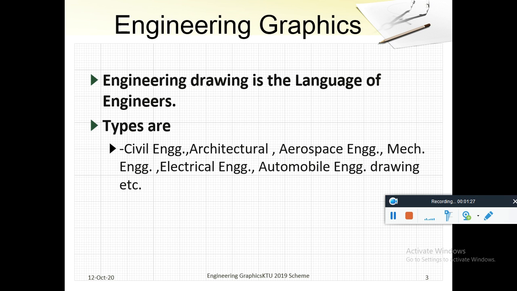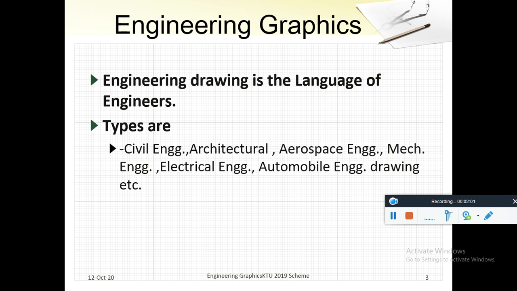Engineering drawing is classified as civil engineering drawing, electrical engineering drawing, mechanical engineering drawing, etc., according to the specific branch of engineering. Civil engineers design and draw different buildings, bridges, etc. Whereas mechanical engineers design many machine parts and use machine drawing and production drawing.